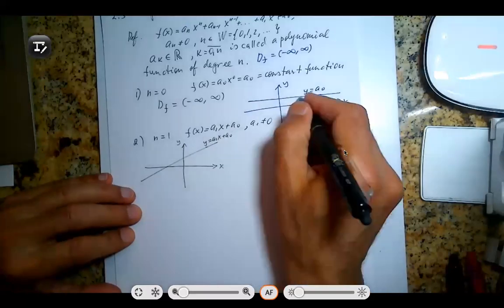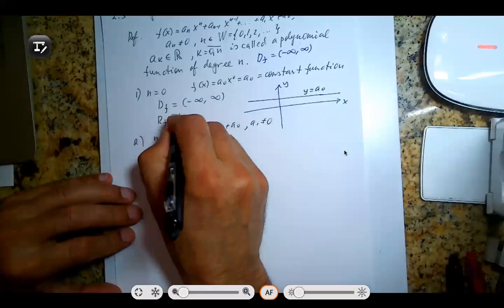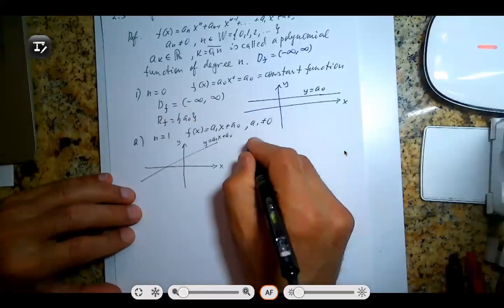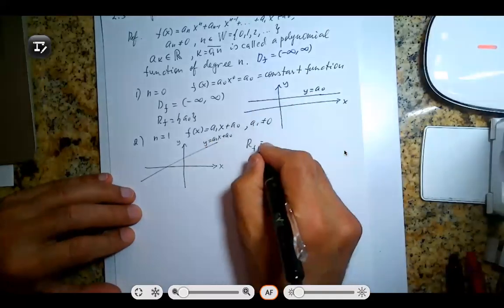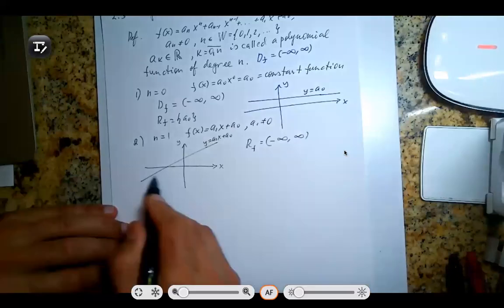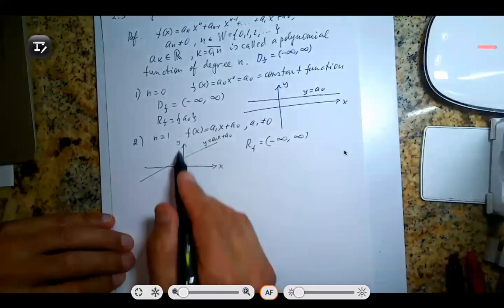By the way, what's the range here? The range of the constant function is a single number, a sub 0. In the second one, again, the domain is all real numbers, I'm not going to mention it. The range of this function is all real numbers also, because the shadow of this line onto the y-axis covers the entire y-axis.